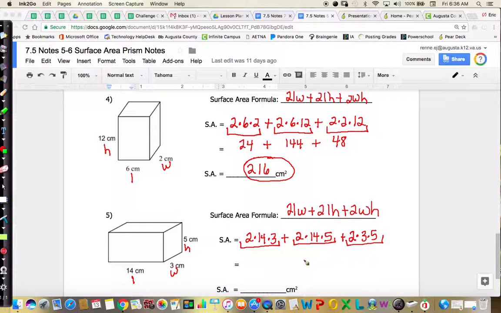Okay, now I'm going to figure out each part. So 2 times 14 times 3 is 84. And 2 times 14 times 5 is 140. And 2 times 3 times 5 is 30. So add them all up, and you get 254 centimeters squared.